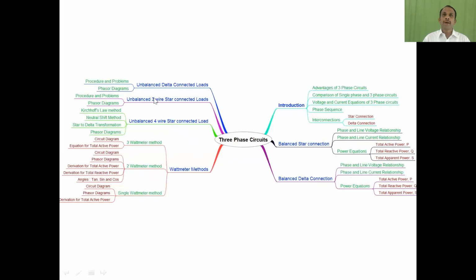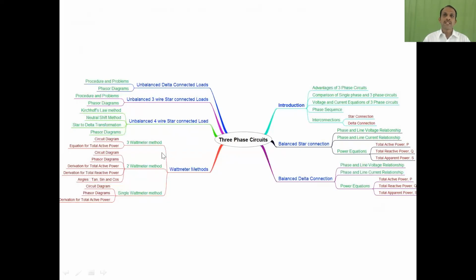When we deal with unbalanced three-phase wires, we follow the procedure and derive all the line voltages, phase voltages, line currents, phase currents, and all the powers. And when we deal with the 4-wire star connected system, it is dealt with by 3 methods. One is Kirchhoff's law method, another is the neutral shift method, and the third is the star to delta transformation method. After converting it to delta, it is done according to the unbalanced delta connected load. Finally, after calculating all the voltages, we draw the phasor diagrams for all the unbalanced systems.